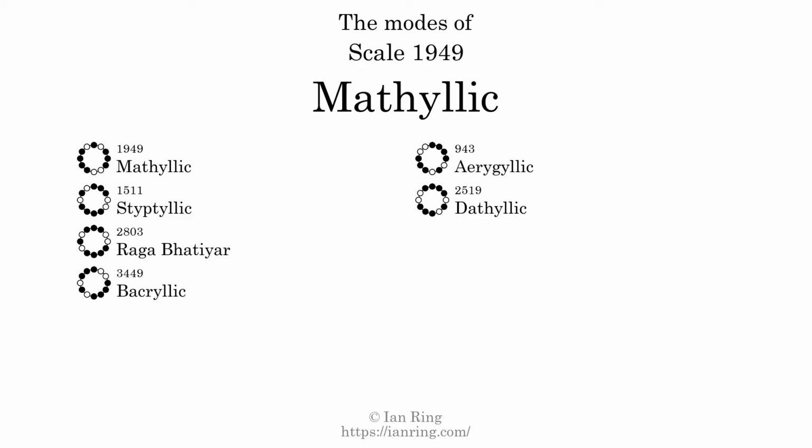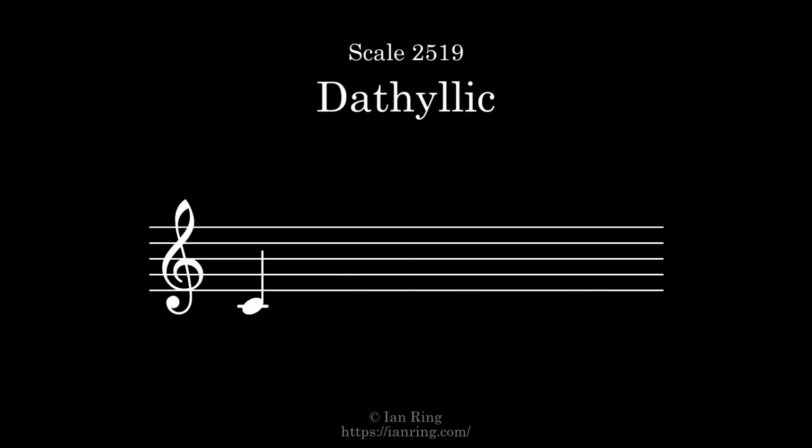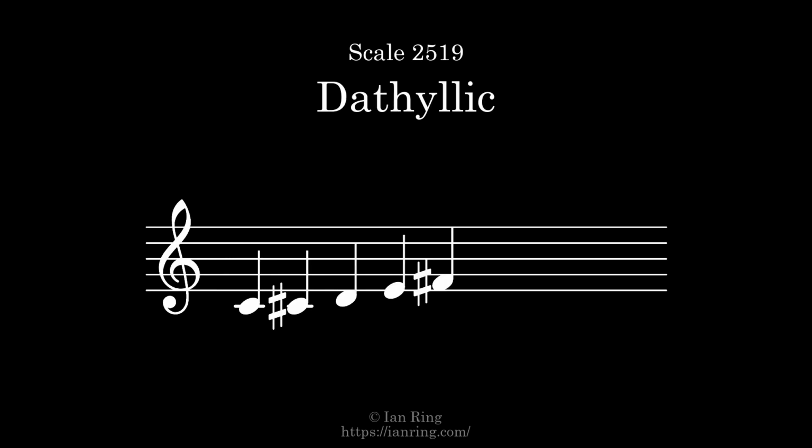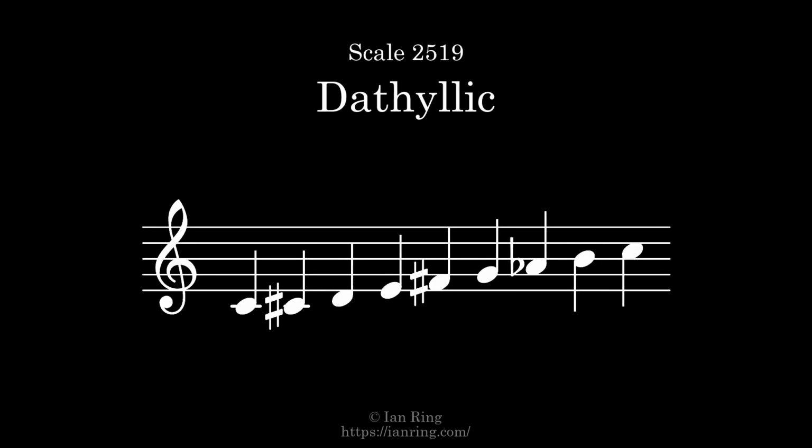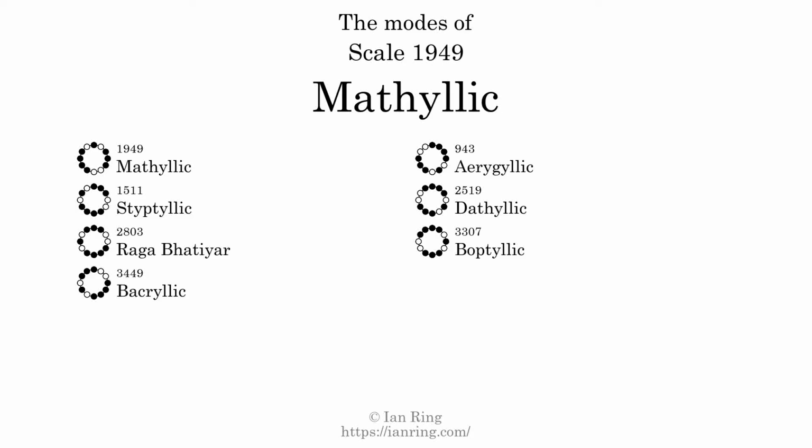The sixth mode is scale 2519, also known as Mathyllic. It sounds like this. The seventh mode is scale 3307, also known as Boptilic. It sounds like this.